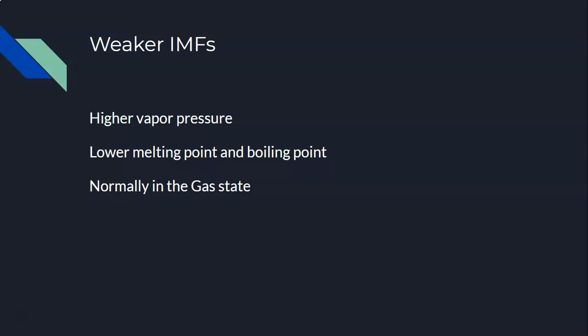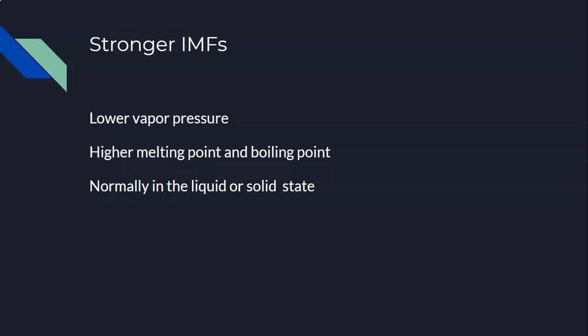Weaker IMFs have a higher vapor pressure, lower melting point, and lower boiling point, and you normally see these in the gas state. Stronger IMFs have lower vapor pressure. Vapor pressure has to do with the fact that when water evaporates, the gas that's caused from the evaporation pushes back down onto the liquid. Stronger IMFs have higher melting points and boiling points, and are normally in the liquid or solid state.